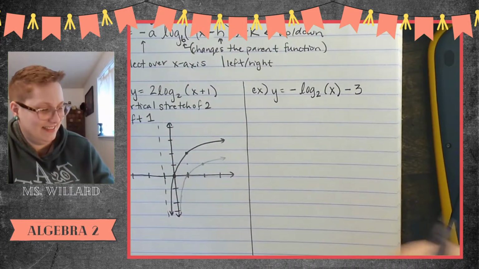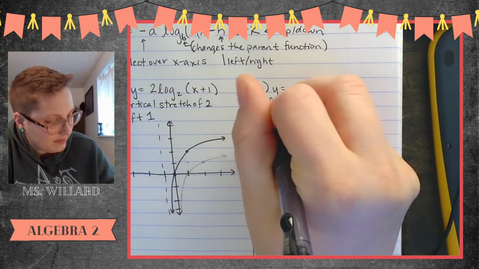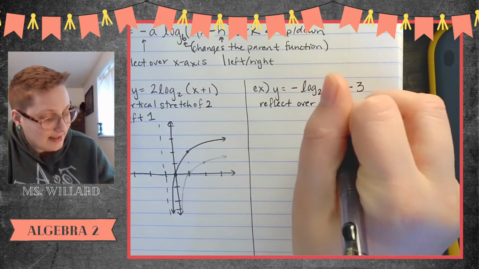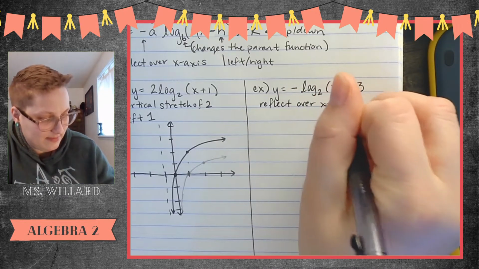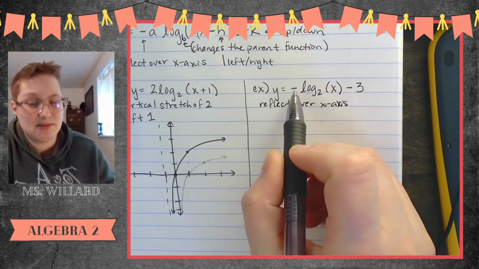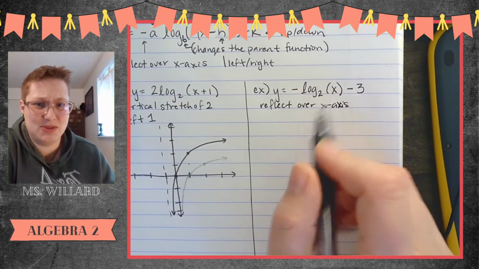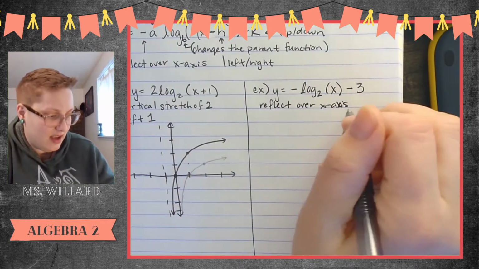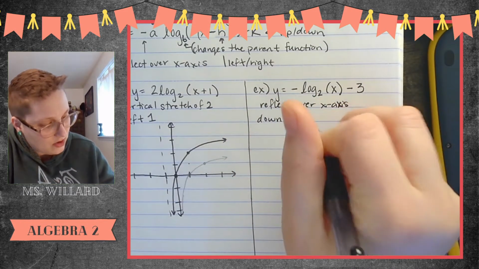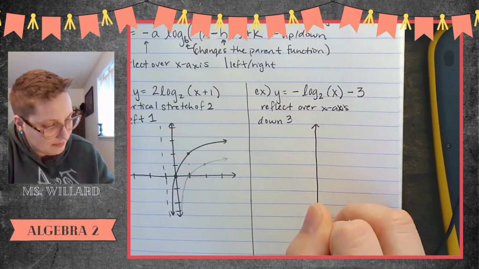Anyways, next one. Okay, so this negative in front is a reflection over the x-axis. It's going to be the y-axis if the negative's in here with the x, but if it's outside, it's the x-axis. Kind of backwards. That always confused me when I was in high school. Like, how do I know when it's what? And then down 3. But I kept the parent function the same so you can kind of see what's happening here.